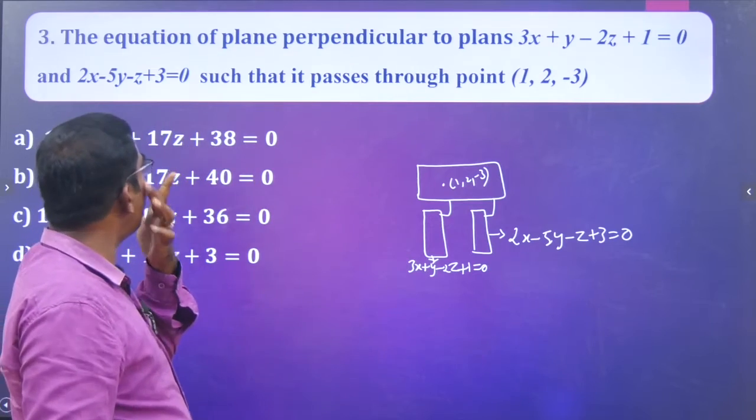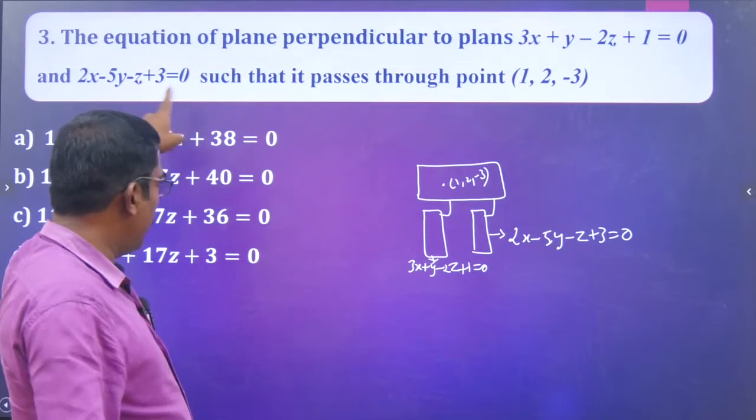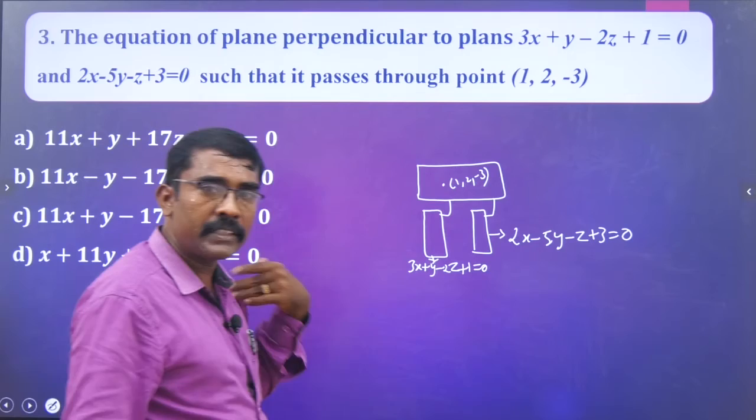Listen, the equation of the plane perpendicular to the two given planes, and such that it passes through the point. My plane passes through a point. So what is my plane equation, that is what I am asking.